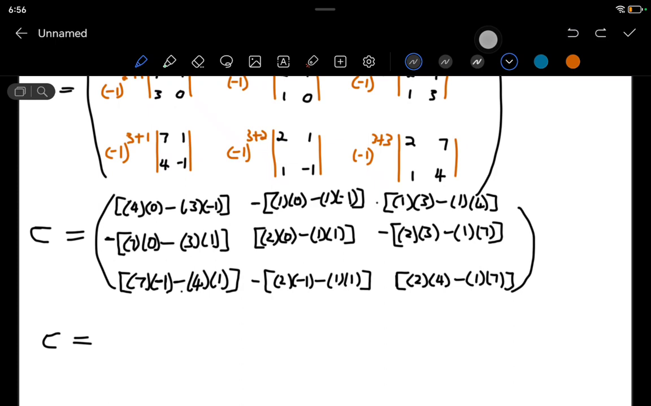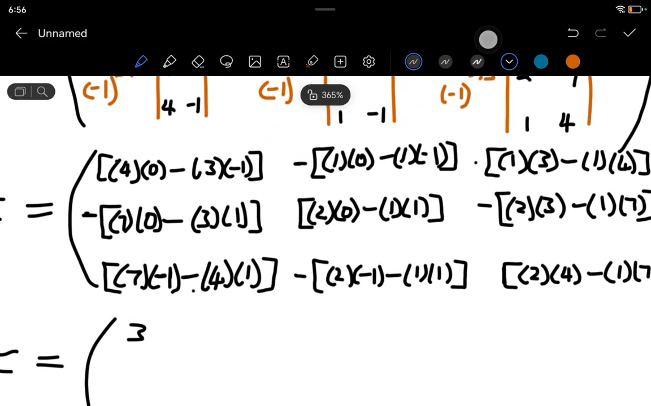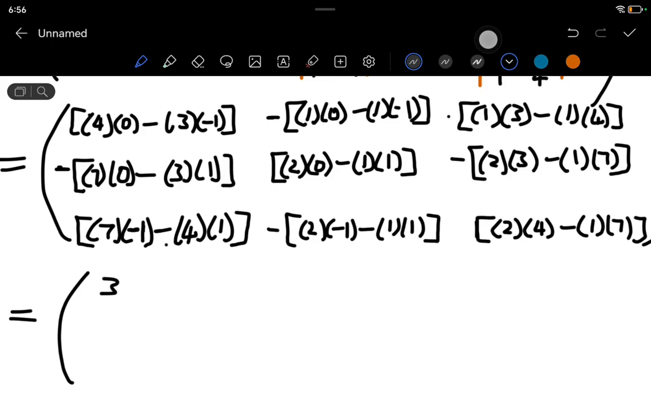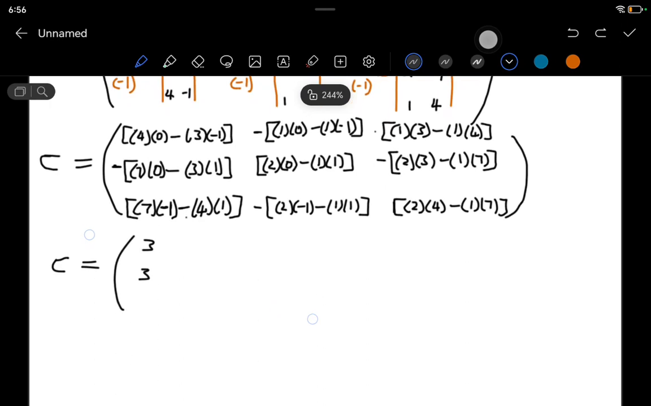These are just our cofactor. This is just our cofactor matrix, right? Then this one here will be positive 3. This one will also be positive 3. Then minus 7 minus 4 should be minus 11, right? Let's see, minus 7 minus 4, it's minus 11.